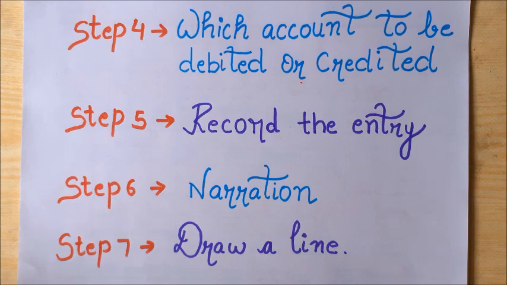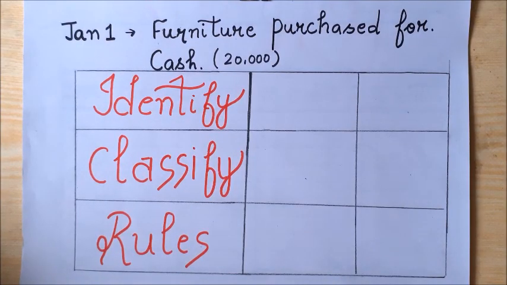Step number 6, which is very important, is the narration. Narration is basically the description or details about the transaction. The last step is we will draw a line after every transaction. So let's understand these steps with the help of an example. On Jan 1, furniture purchased for cash worth rupees 20,000.